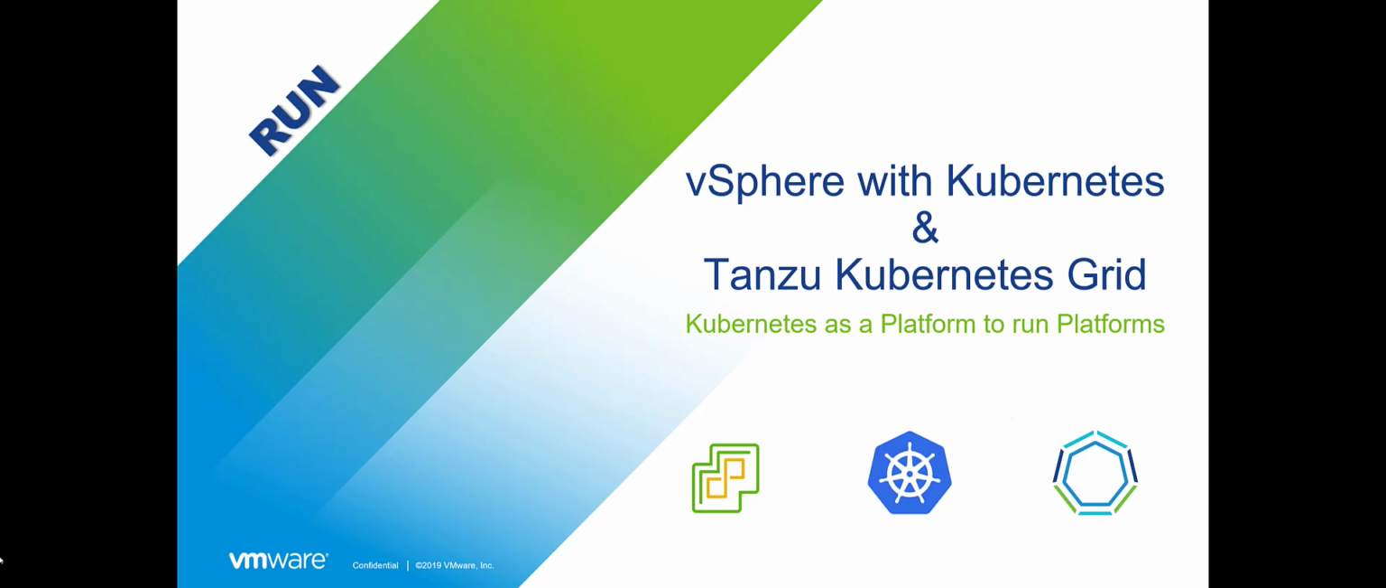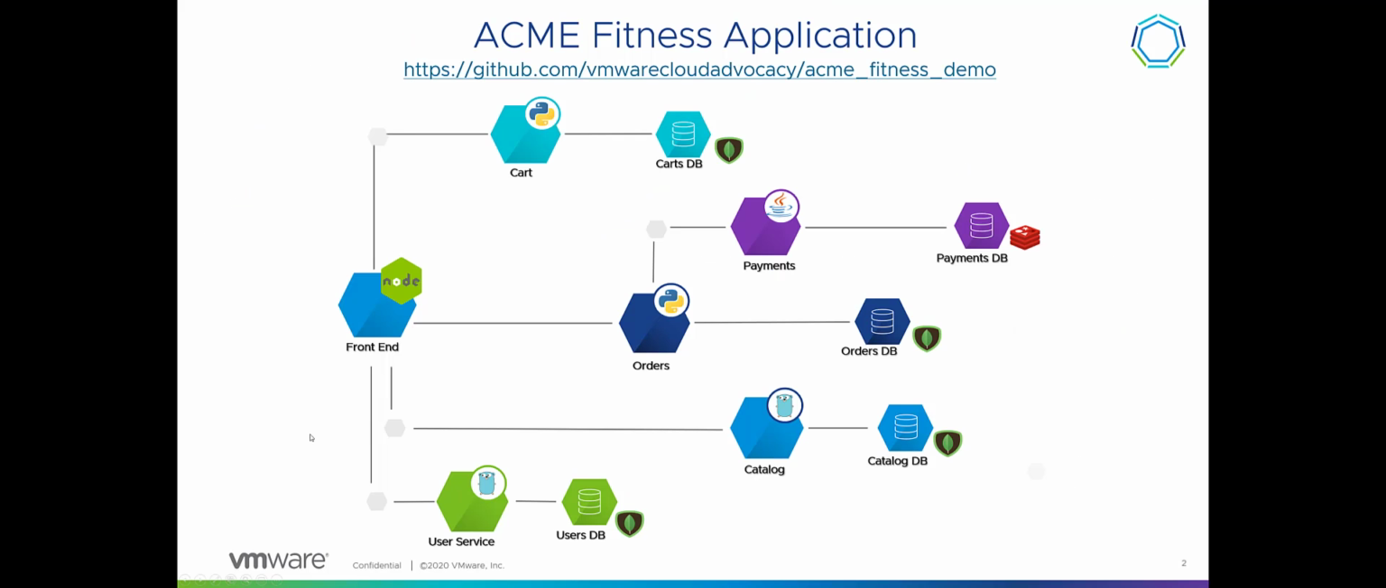Thank you, Ed. We're going to go over a short demo of Tanzu RUN, how to run Kubernetes as part of vSphere, and how to run Tanzu Kubernetes Grid on top of that Kubernetes platform. Now, I'm going to use an application called Acme Fitness App. It's open source. You can check out the GitHub of the application.